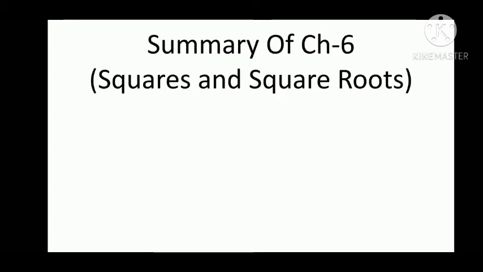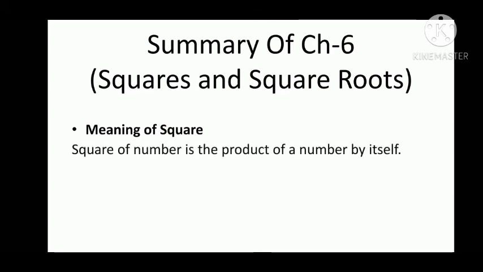Coming to summary of chapter number 6, Squares and Square Roots. First of all, you should know the meaning of square. Students, you have already learnt about the area of square, which is equal to side into side. So area of square is equal to side square. So we can say that square of a number is the product of the number by itself. Square of a number is the product of a number by itself. For example, 5 square is equal to 25. That is 5 square is equal to 5 into 5, which is equal to 25.